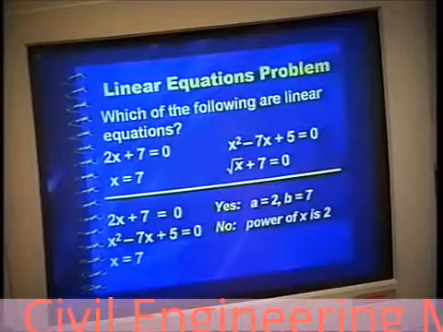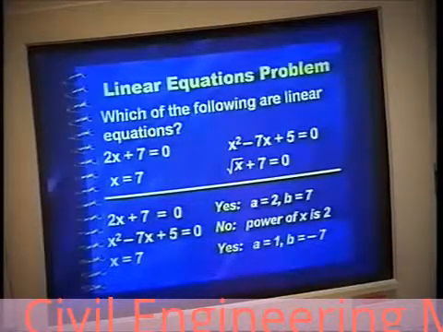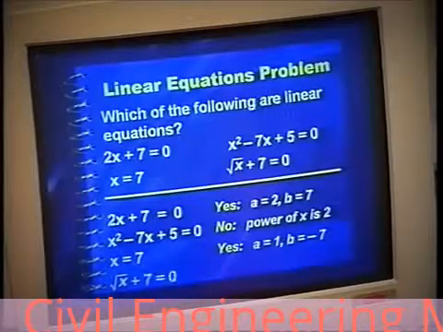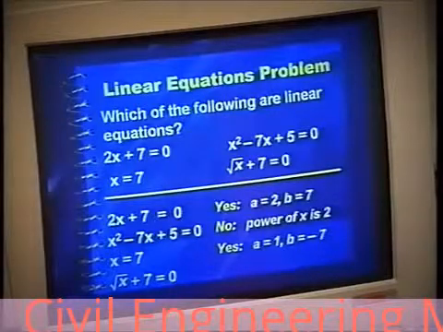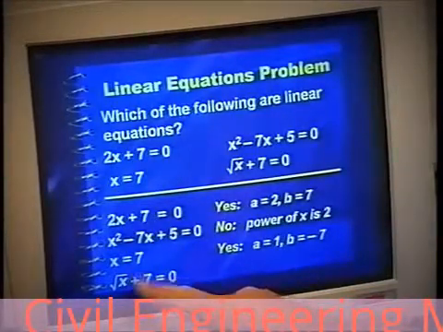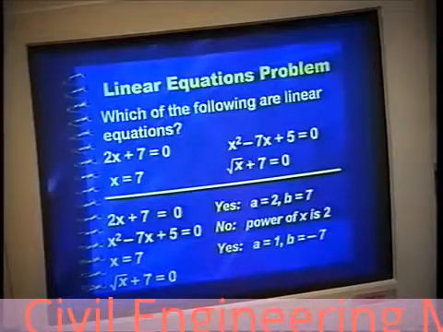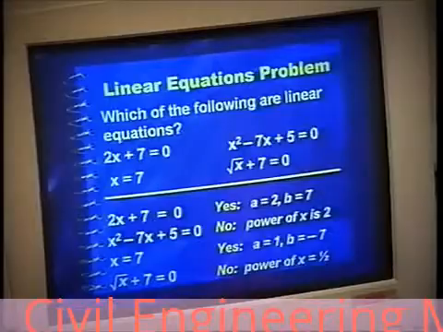x equals 7 doesn't look like one of those linear equations, but it certainly is an unusual situation. And then the next one, the square root of x plus 7 equals 0. Well, the square root of x, later we will learn that that is the same as x to the power of a half, so that is not 1. Consequently, it is not a linear equation.